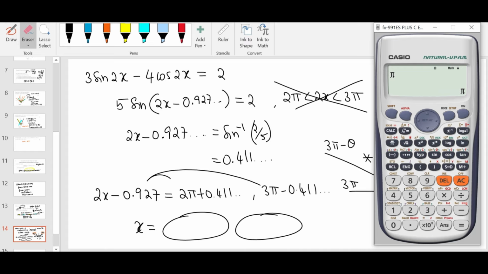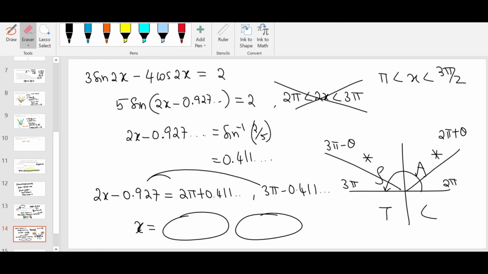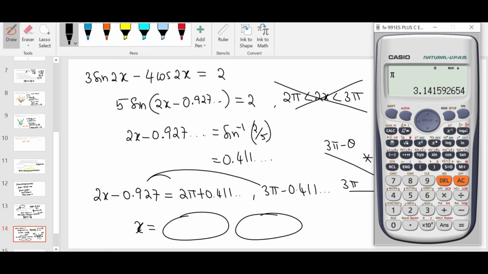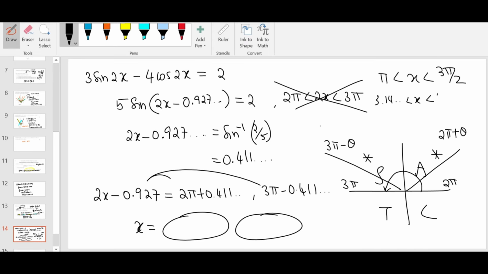If you want, you can find the decimal values of it. Pi is basically 3.1415, so it's 3.14, etc. to 3 pi by 2. 3 pi by 2 is basically 4.71. So your answer should be between this. So I'm going to calculate these two values first.